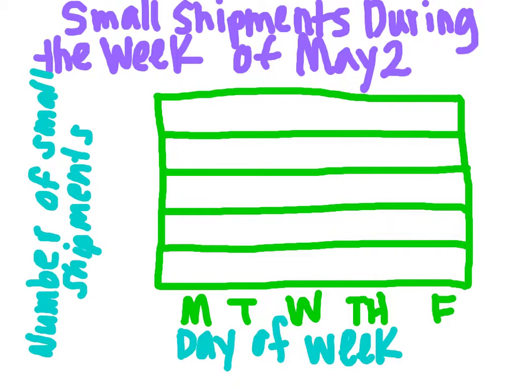So looking at this, we first need to create our graph. The title of our graph is Small Shipments During the Week of May 2nd. Our y-axis is called the number of small shipments. Our x-axis is called the day of the week. We need to think of numbers that we can put in our y-axis, or our vertical axis, that make sense for small shipments during the week of May 2nd.